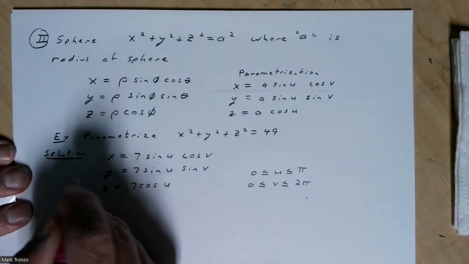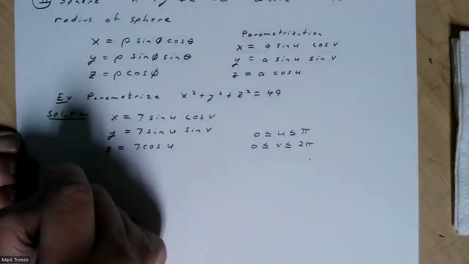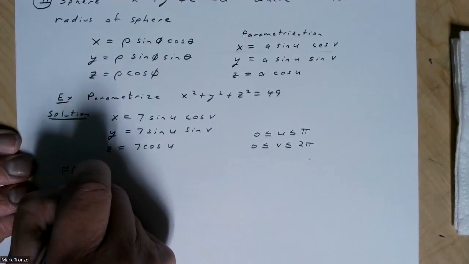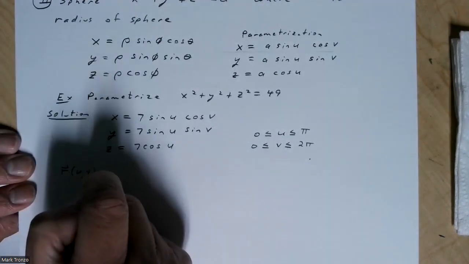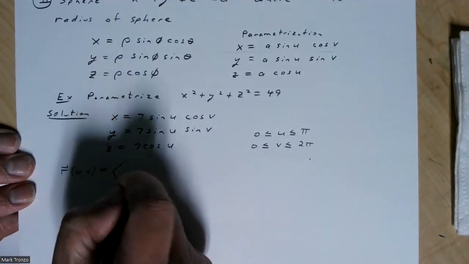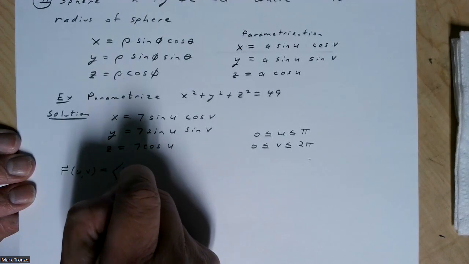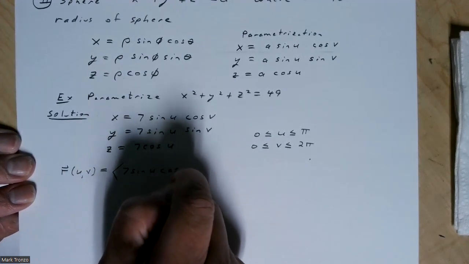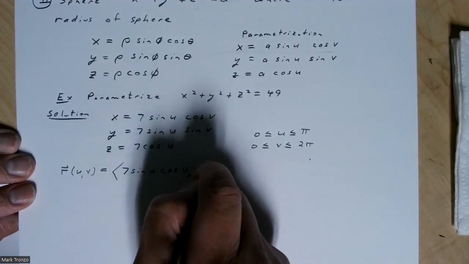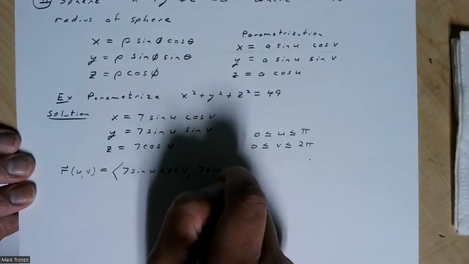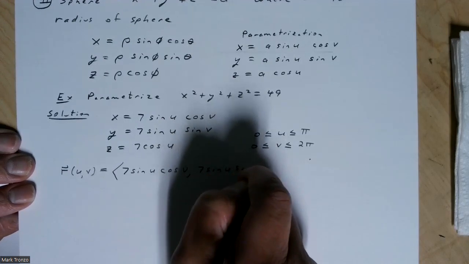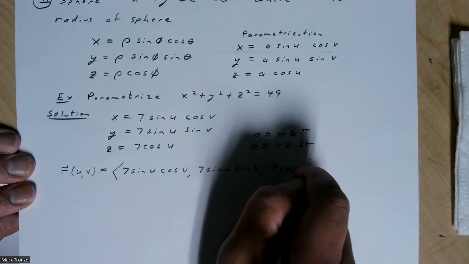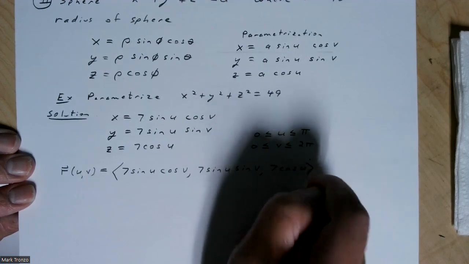And if you want to write it out in terms of what we had before, that's going to mean r(u, v) is going to be equal to, this is x, this is y, and this is going to be z, like that.